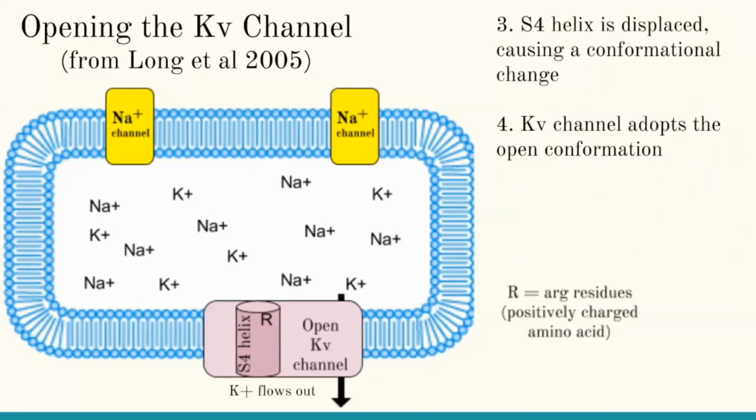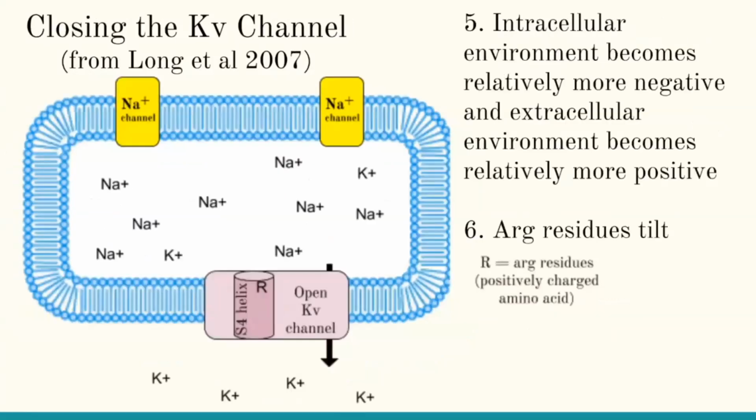The changing position of these key residues causes an outward displacement of the S4 helix. This induces a conformational change in the entire protein. As a result, the K channel adopts an open conformation and potassium ions can flow outside of the cell. In order to close the K channel, effectively the reverse of what I described occurs. As potassium flows out of the cell and down the gate, the intracellular environment becomes relatively more negative and the extracellular environment becomes relatively more positive.